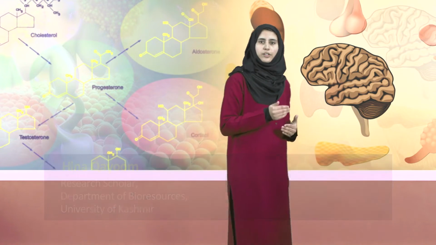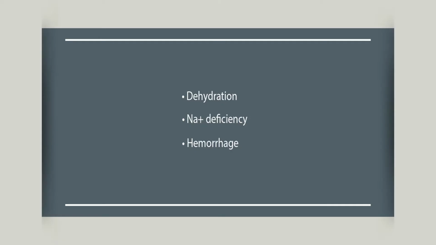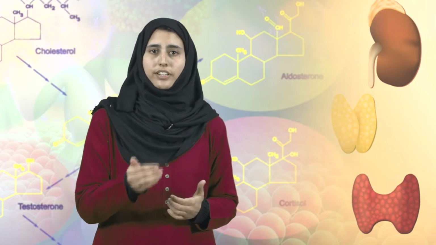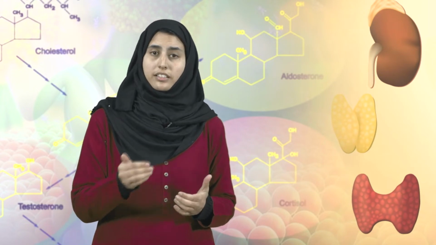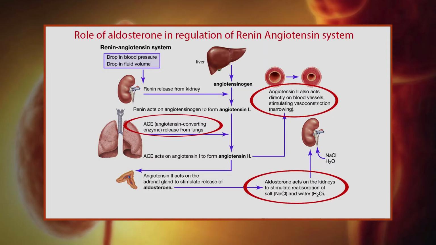The secretion of aldosterone is under the control of the renin-angiotensin-aldosterone, or we can say RAA pathway. The stimuli that initiate this pathway include dehydration, sodium ion deficiency, or hemorrhage. These conditions cause a decrease in blood volume. This decreased blood volume then leads to a decreased blood pressure, which stimulates certain cells of the kidneys to secrete an enzyme called renin. As the level of renin in the blood increases, it converts a plasma protein produced by the liver called angiotensinogen into angiotensin 1.